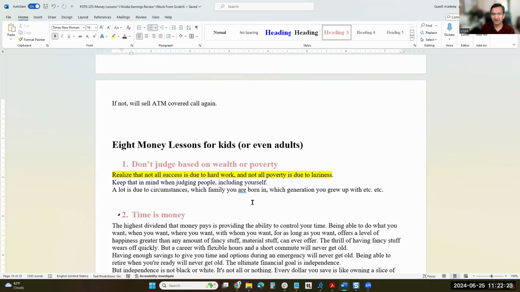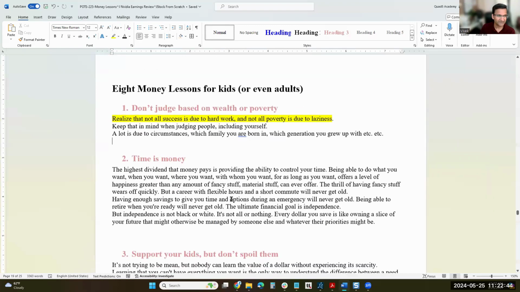Which family you're born into, which generation you grew up in. Bill Gates became Bill Gates because he went to a school that had a computer. That school had a computer, and that's why he's Bill Gates. If his dad was in a different city, we may not have had Microsoft, right? So a lot of stuff depends on circumstances and not really about the person.